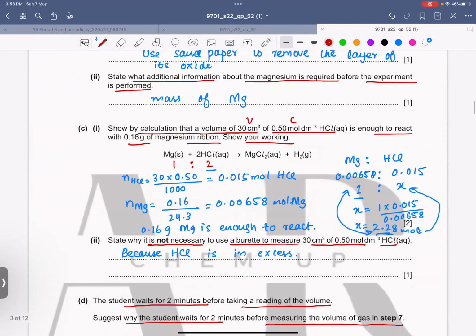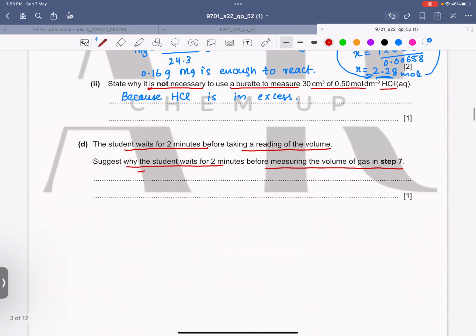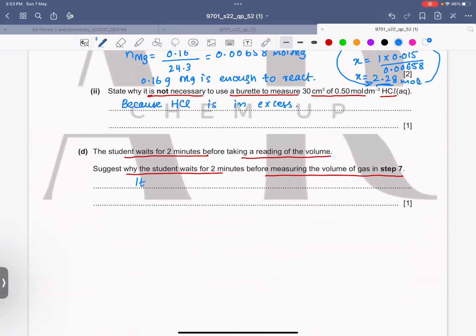So here we would write that it is to make sure that the temperature of the gas lowers to room temperature. Is this understandable to everyone?